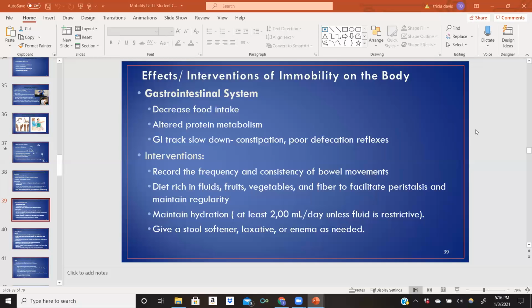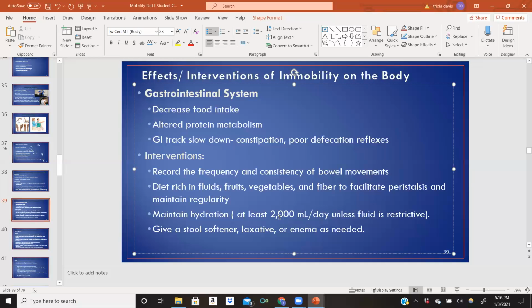You want to have a diet which is rich in fluids, fruits, vegetables, and fiber to help facilitate that peristalsis and maintain regularity for the patient so they can have good bowel movements. You want to maintain hydration, at least 2,000 mLs a day, unless fluid is restrictive. And then you want to give a stool softener or a laxative or an enema as needed.